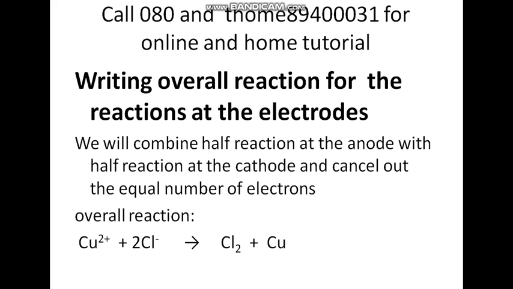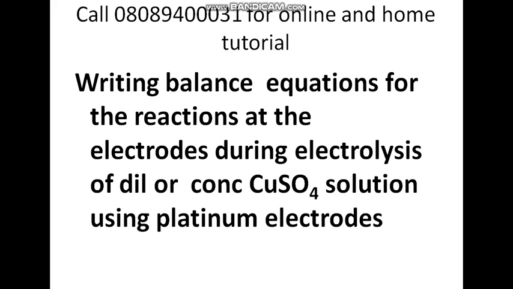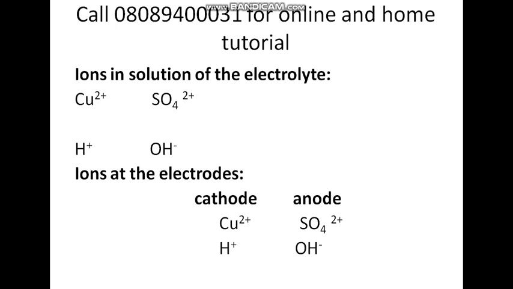For example 3, I want to look at the reactions at the electrode. I want to look at the reaction at the electrode for the electrolysis of dilute or concentrated copper 2 tetraoxosulfate 6 solution using platinum electrodes. The ions in solution: we have copper 2 ion and tetraoxosulfate 6 ion from copper 2 tetraoxosulfate 6 salt, hydrogen ion and hydroxy ion from water.